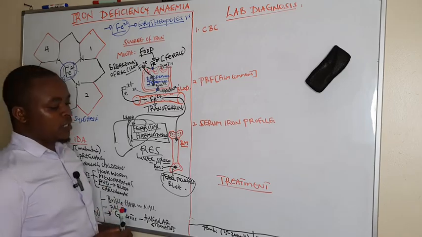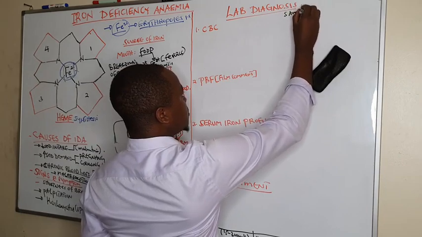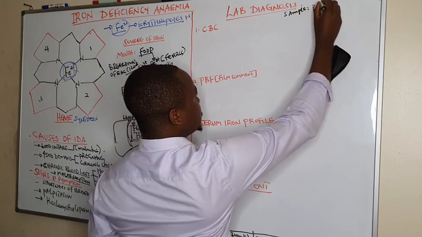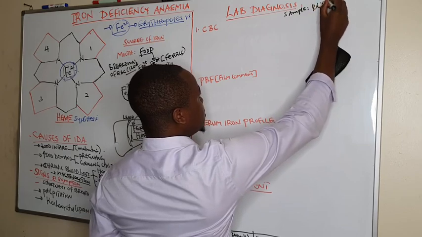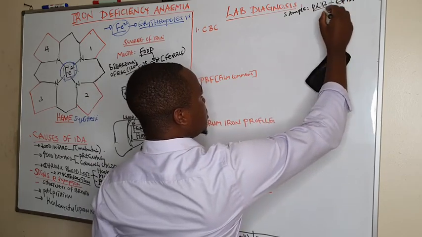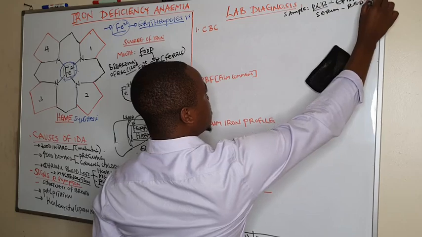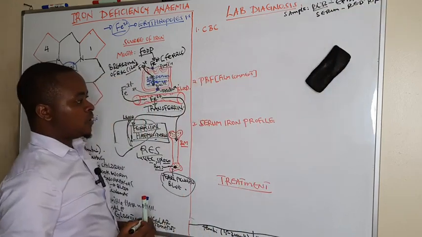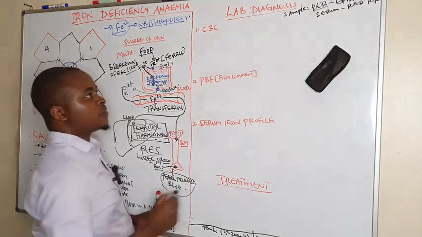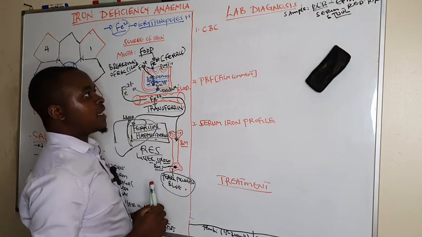The first thing here, the lab samples we use: we can use whole blood, we can use plasma, whole blood collected in EDTA tube, or we can use serum collected in red top. These are the two samples we use. And sometimes we can also do stool, depending. Even the stool, we can use it to rule out hookworm infestation. So those are the samples.